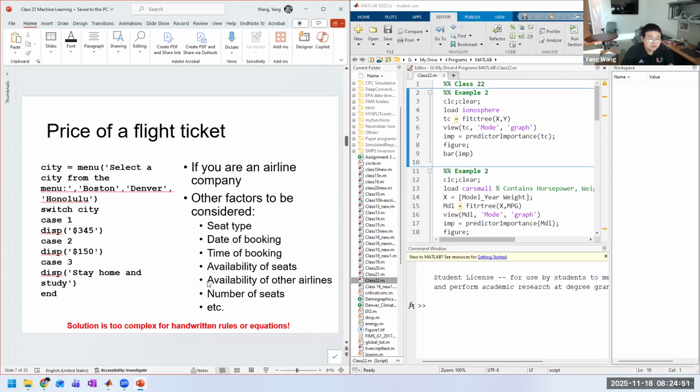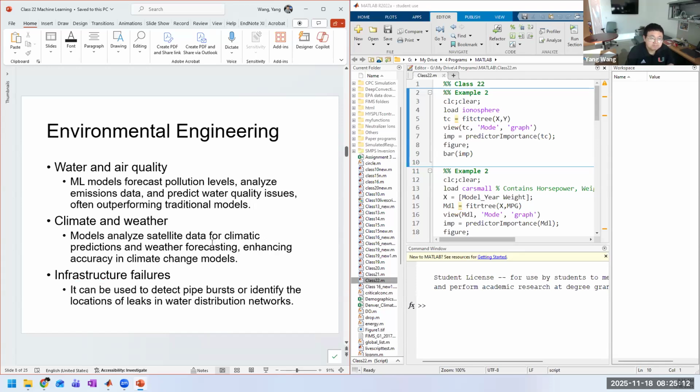Although I would say it's using machine learning against the customers, right? Because now we have to suffer from the higher price. But I mean, this is how the company will make profit and support the workforce, and that is understandable. So as you can see, the solution for this example is too complex for handwritten rules or equations, and we should use machine learning to solve this problem.